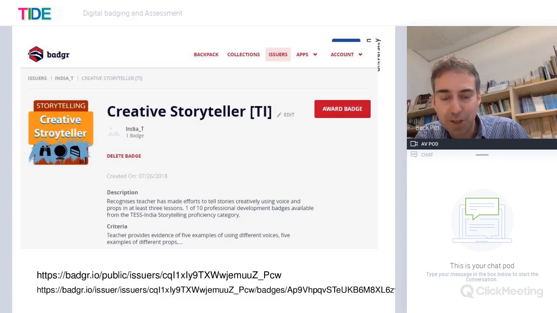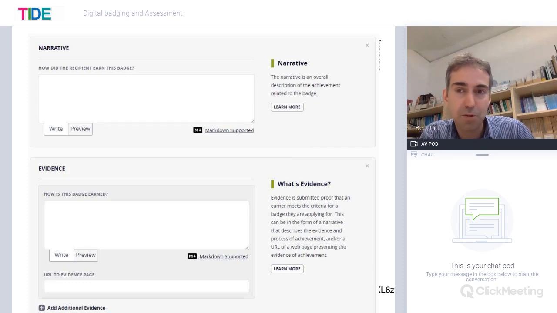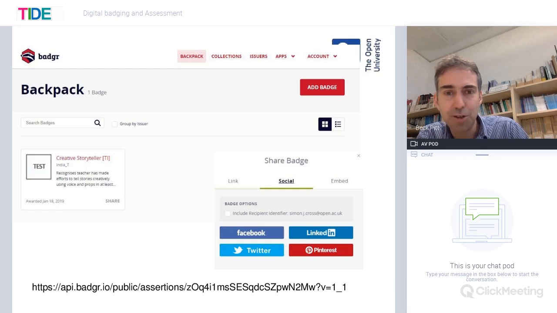What the learner will see will be usually a number of boxes where they can either upload or insert the required evidence for proving or demonstrating that they qualify for that badge. That will depend on the type of criteria which have been specified and set. So that might be a piece of reflective work, or it might be a link, or a combination of those. And then what does a learner do with this?